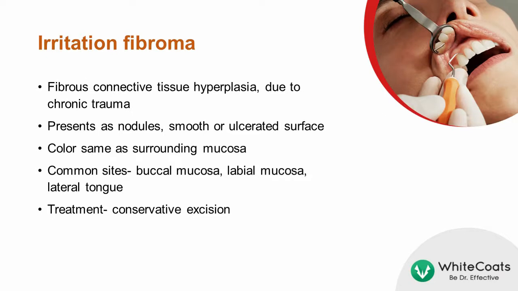Irritation fibroma presents as fibrous connective tissue hyperplasia, due to chronic trauma. The nodules may have smooth or ulcerated surface, with a color same as the surrounding mucosa. Common sites are buccal mucosa, labial mucosa, and the lateral tongue. The lesions are treated with conservative excision.